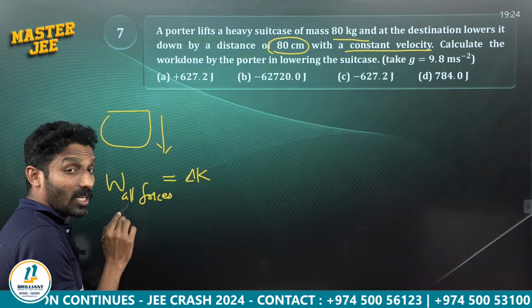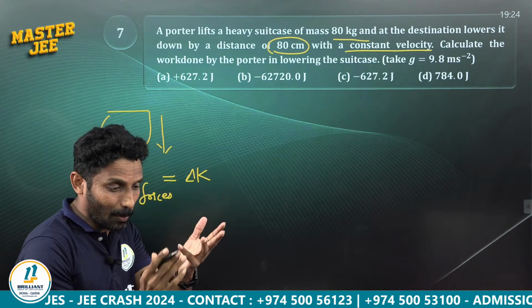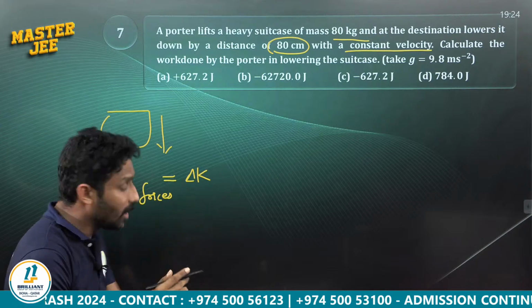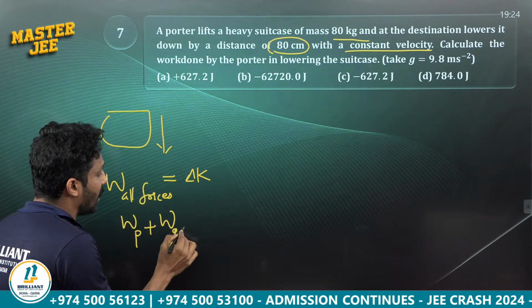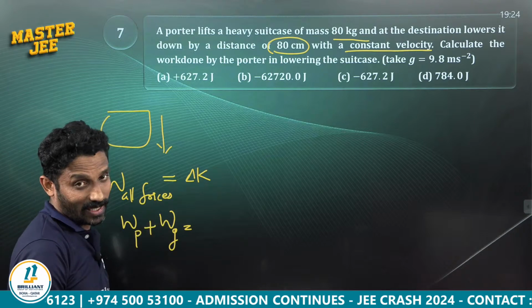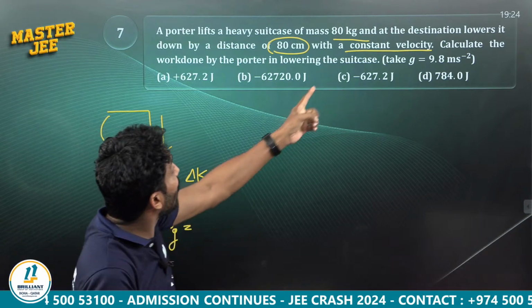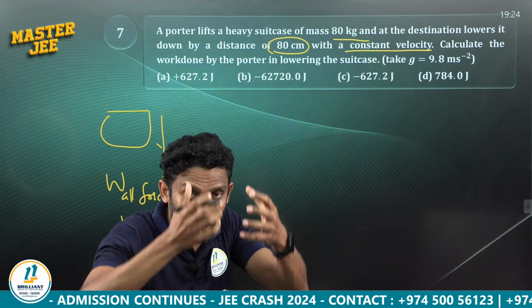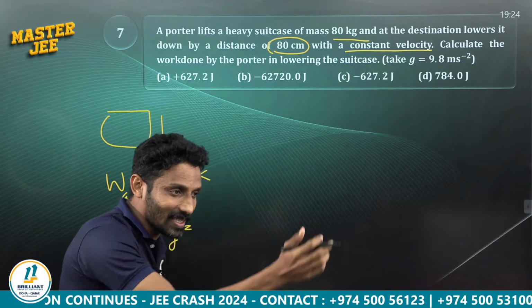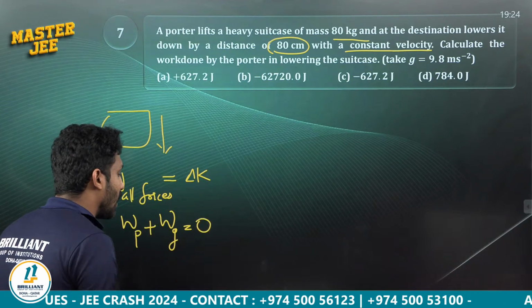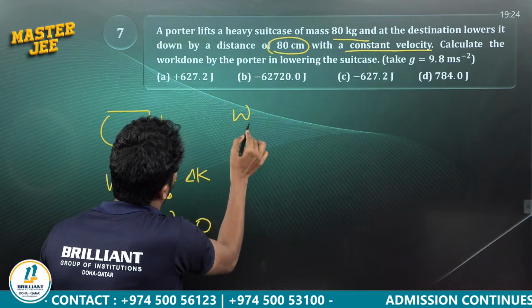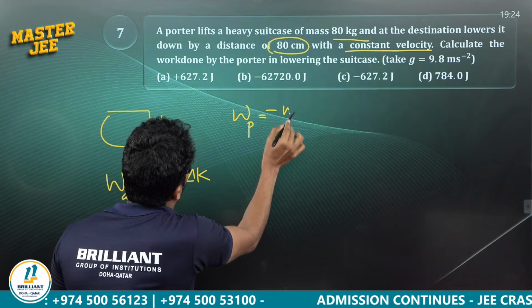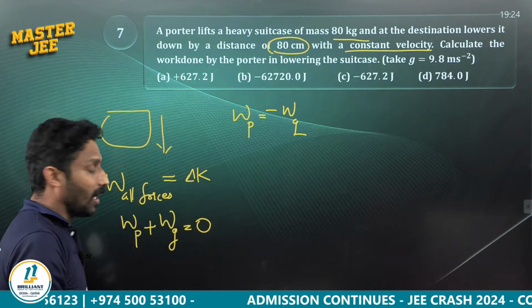Here, what are the agents doing work? One is the porter and the other one is gravity. So work done by porter plus work done by gravity is equal to change in kinetic energy. But here, lowering with a constant velocity means delta K is equal to 0. Change in kinetic energy is 0, isn't it? Now work done by the porter is the negative of work done by gravity.